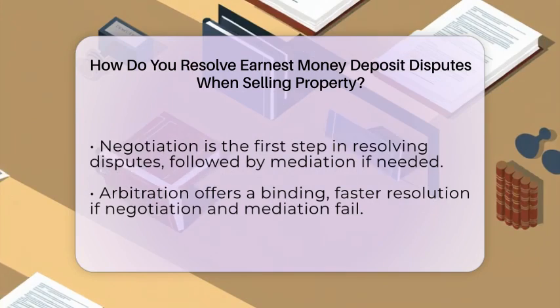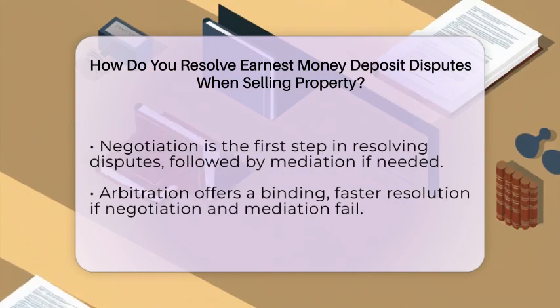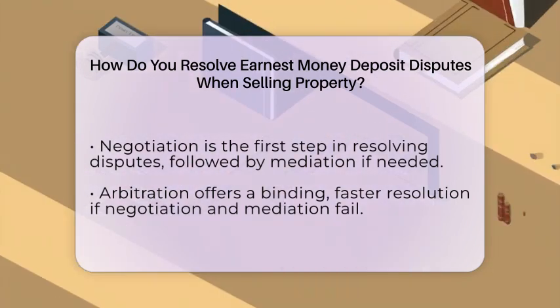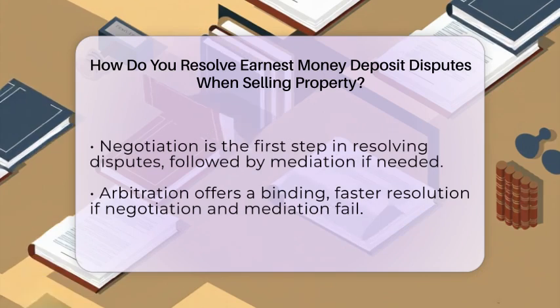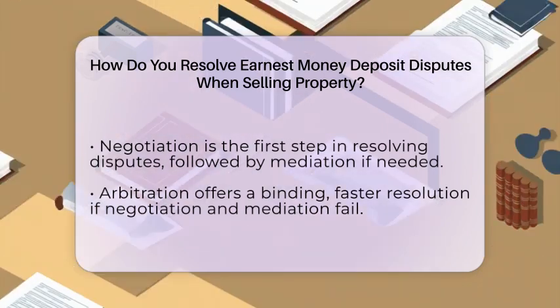Litigation is the last resort. If the parties cannot agree through other methods, they can take the dispute to court. A judge will decide who is entitled to the earnest money. Court cases can be costly and take a lot of time, and they might strain relationships between the buyer and seller.